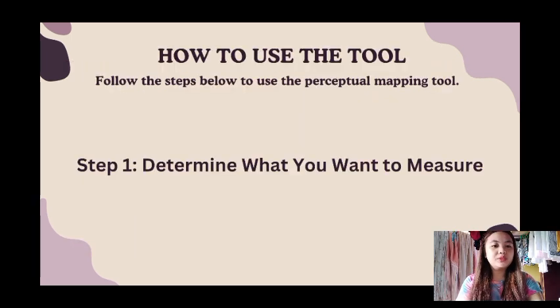How to use the tool? Follow the steps below to use the perceptual mapping tool. Step 1. Determine what you want to measure. Before you create your map, it's important to understand the attributes that your target customers use to make a purchasing decision so that you can measure what's important to them. You need to understand the questions that they ask, sometimes subconsciously, when they compare your product with your competitors' offerings.